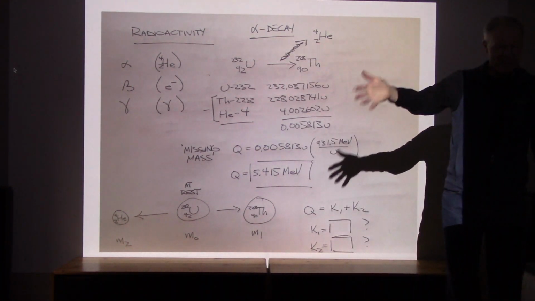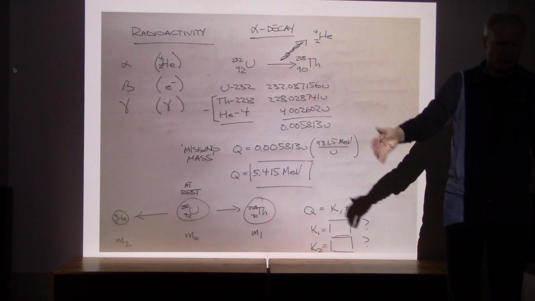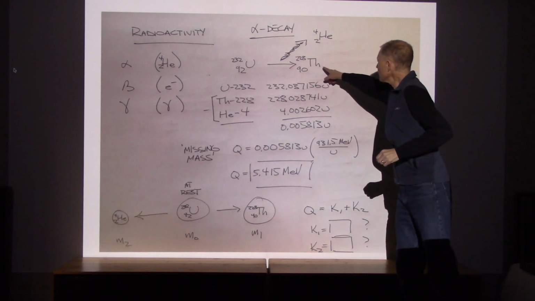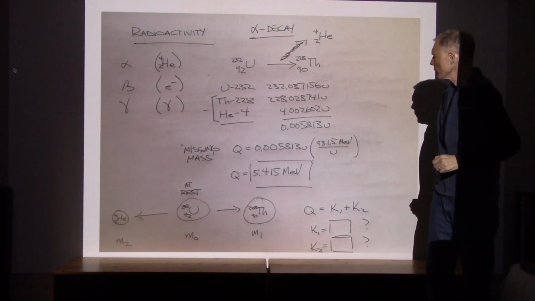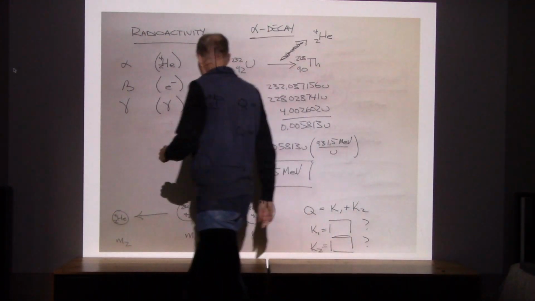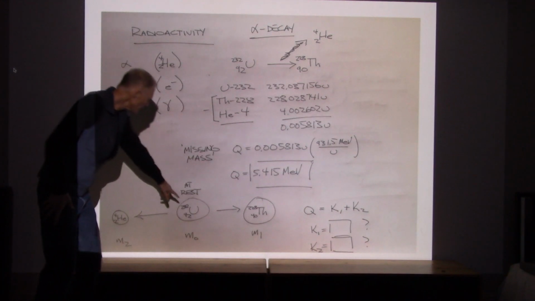Now, why is it that the helium gets so much energy and the thorium not so much? It's because the helium's much lighter. So if we think of this in terms of this diagram right here.